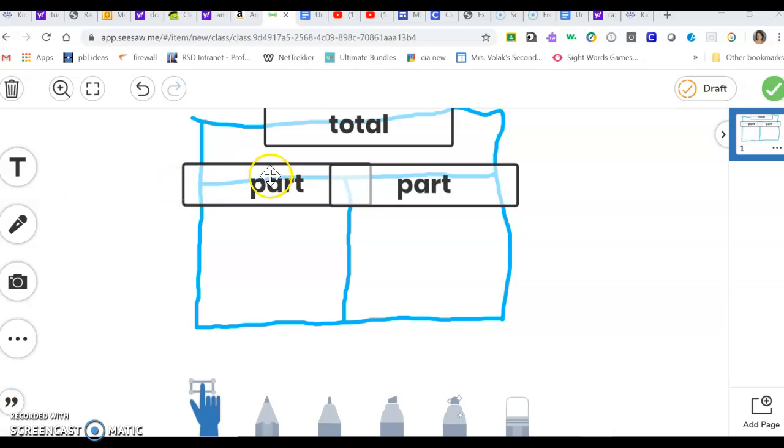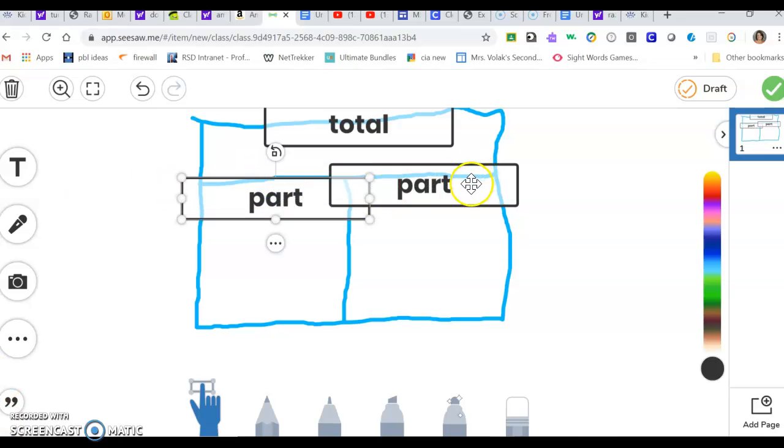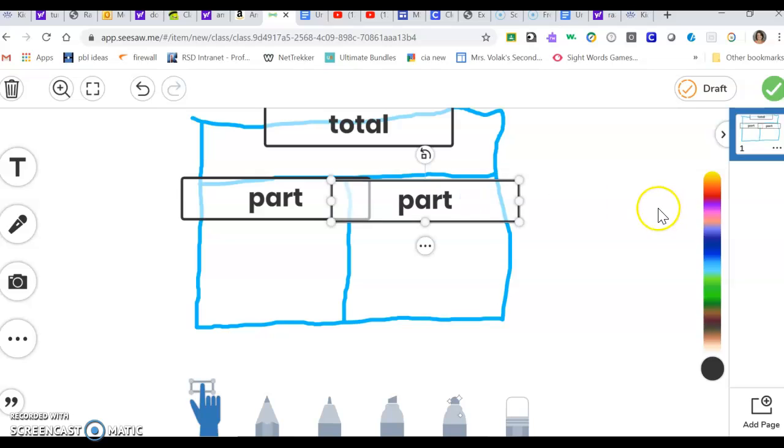Ignore my fantastic drawing. I cannot find my Bluetooth for the mouse, so we're just going to do the best we can, and it's going to be not so pretty, I guarantee it.